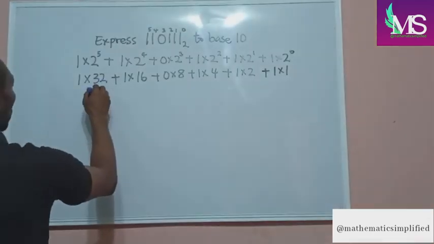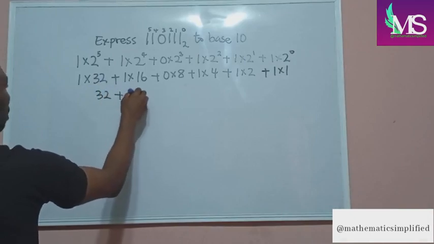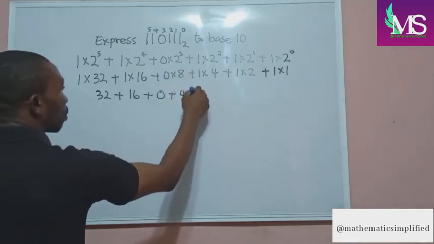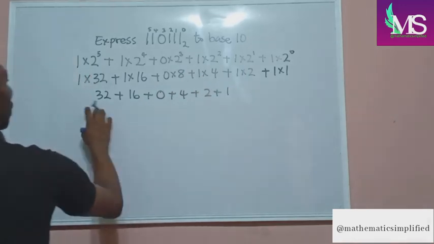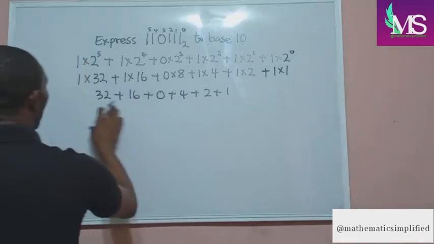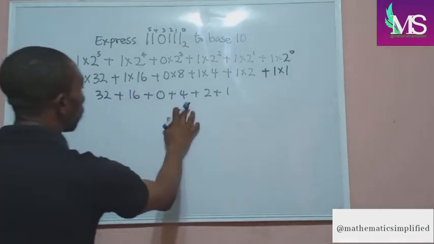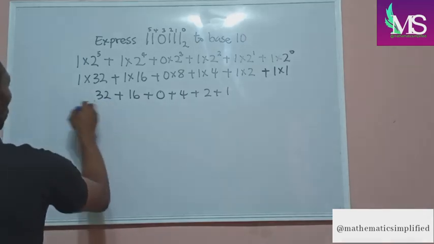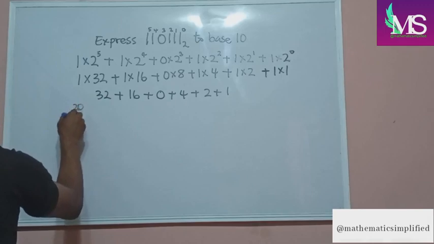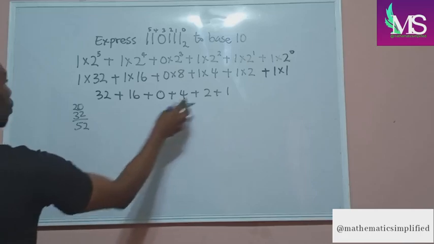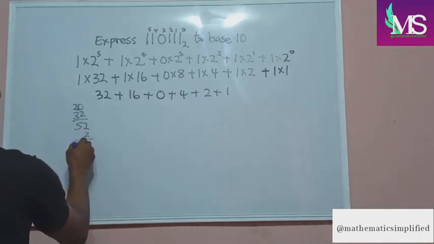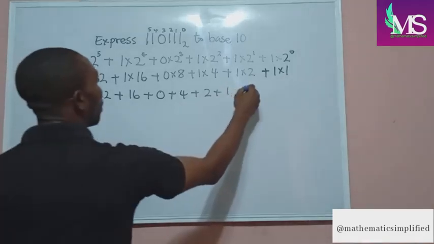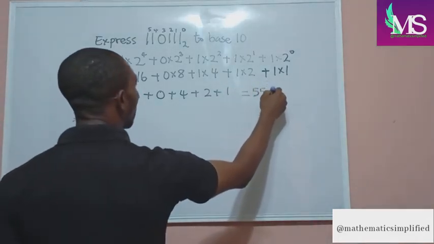Now 32 times 1 will give us 32, plus 16, plus 8 times 0, 0, plus 4, plus 2, and plus 1. Now adding this up, 16 plus 4 will give us 20, 20 plus 32 will give us 52, plus 2 will give us 54, plus 1 will give us 55. So our answer will become 55 base 10.